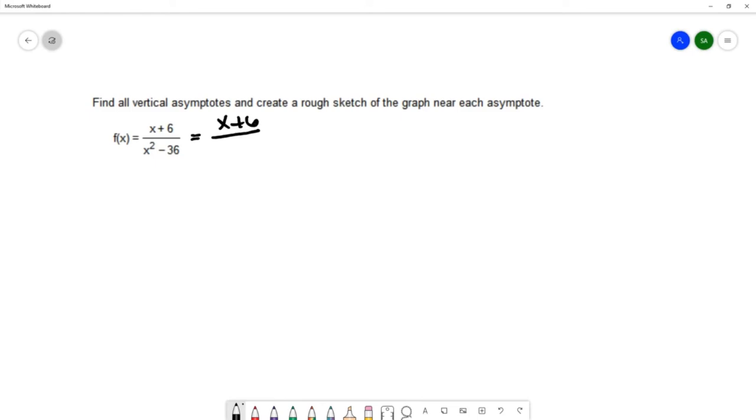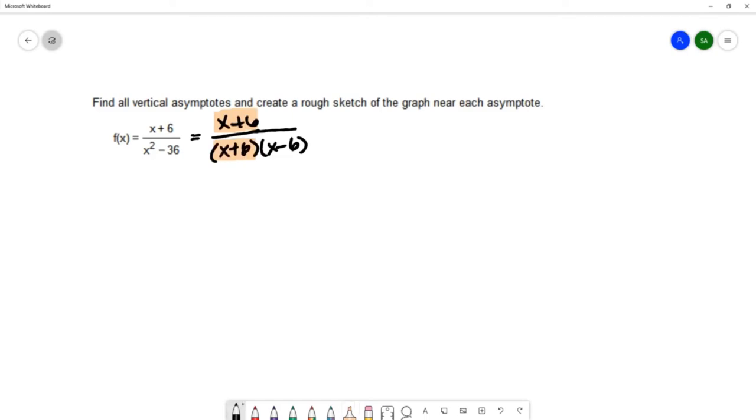The numerator is x plus 6, which is already factored. The denominator is x squared minus 36. This is a difference of squares. We can write this as x plus 6 times x minus 6. And once we write it in factored form, we need to look for common factors. We do have a common factor here.